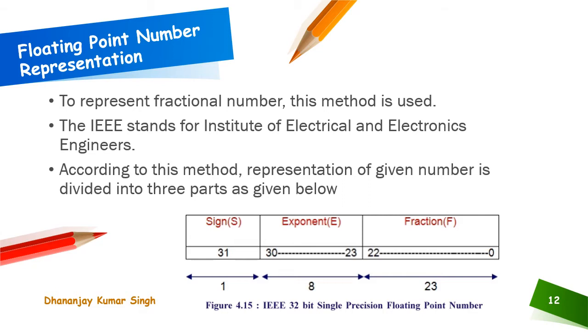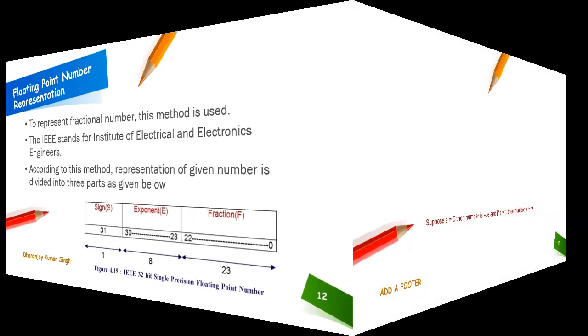I repeat, to represent floating point numbers we use the IEEE method. IEEE stands for Institute of Electrical and Electronics Engineers. They developed the method. According to this method, you have to use 32 bits. The first 1 bit is used for sign. Sign may be positive or negative. The next 8 bits are used for exponent, and the last 23 bits are used for fraction.